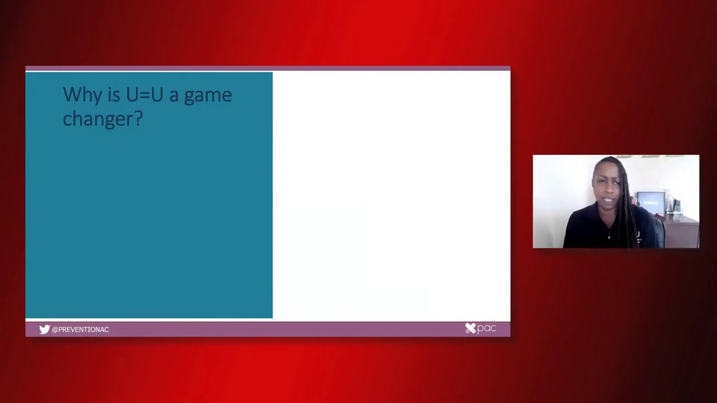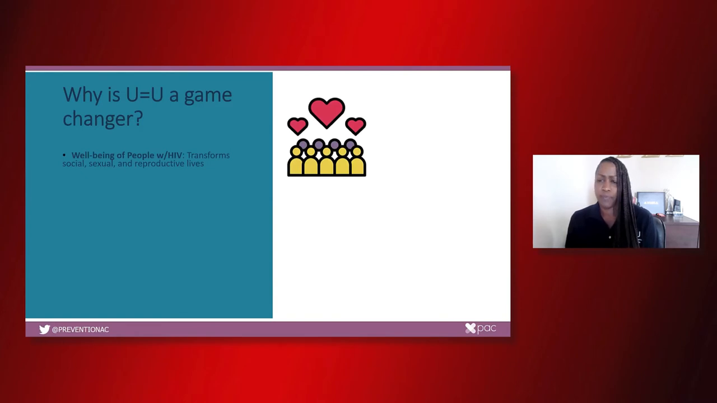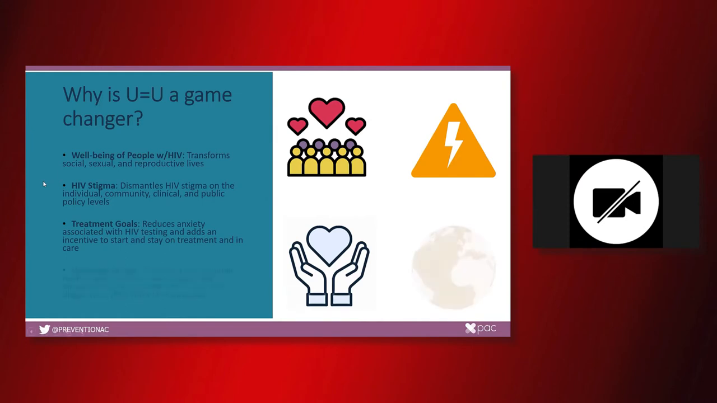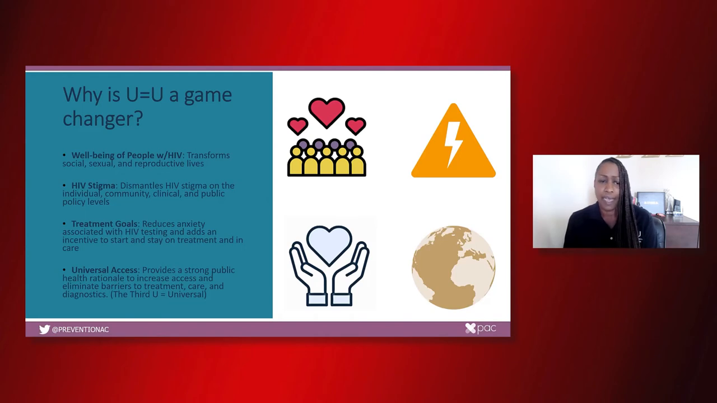Okay, so why is U equals U a game changer? It transforms the sexual, social, and reproductive lives of people who live with HIV. It also dismantles HIV stigma on the individual level, and we all know that many people who live with HIV struggle with internal stigma. It dismantles HIV stigma on community, clinical, and public policy levels. On treatment goals, it reduces anxiety associated with HIV testing and adds an incentive to start and stay on treatment and care, which is happening now because of U equals U. And on universal access, it provides a strong public health rationale to increase access and eliminate barriers to treatment, care, and diagnostics, which is the third U, which equals universal. Next slide.